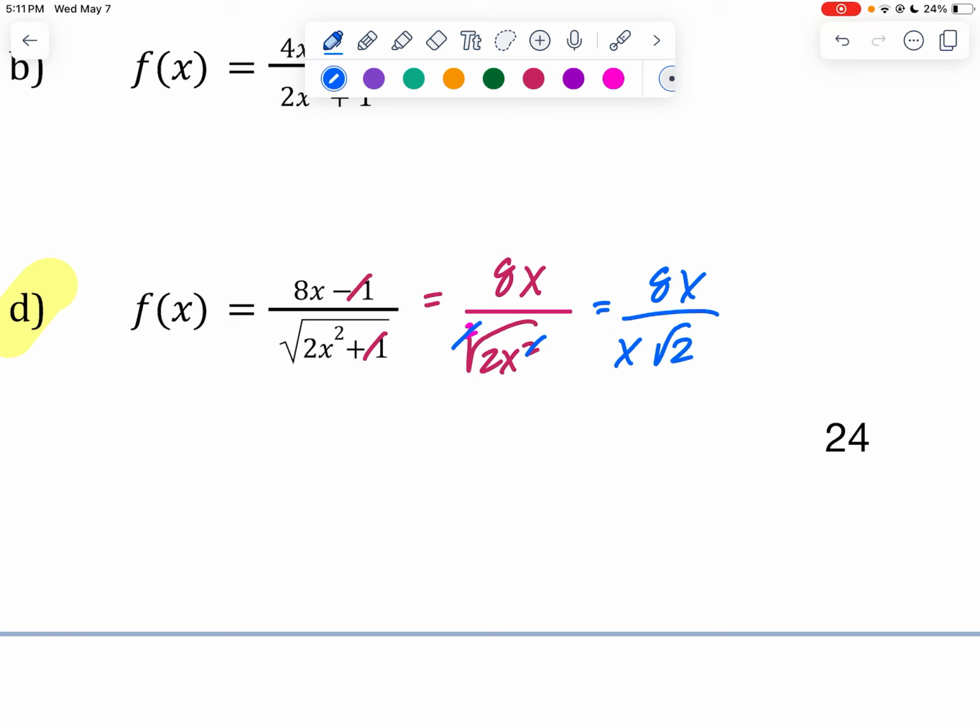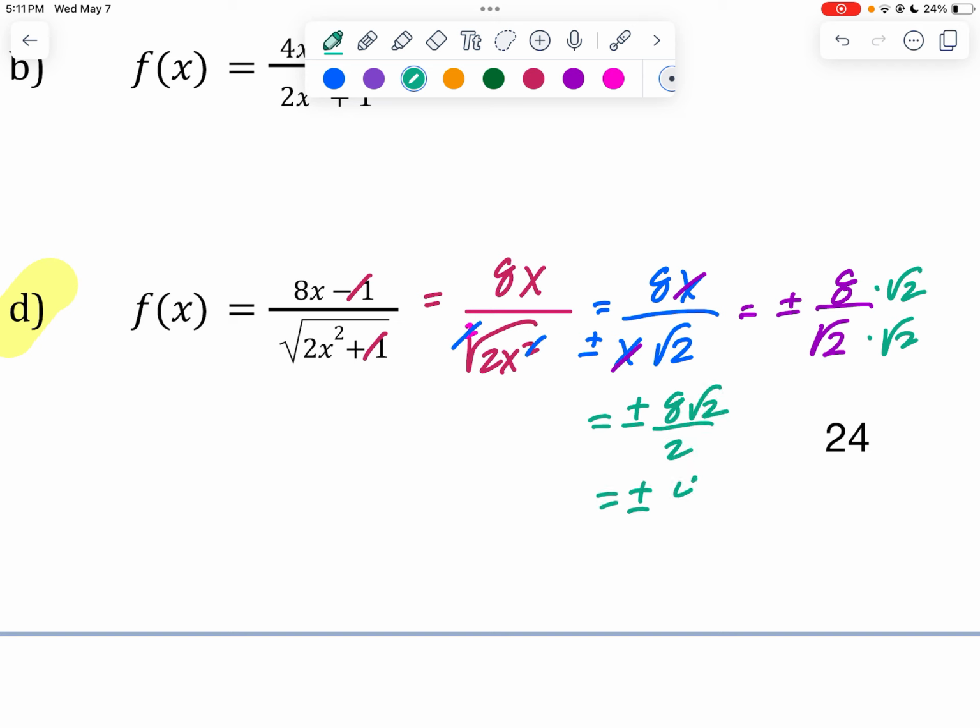Okay, this one's a special case because since we are taking the square root, I do have a plus or minus. My x's cancel out, so I'm left with plus or minus 8 over radical 2. I am going to go ahead and rationalize my answer, though. So I'm left with plus or minus 8 radical 2 over 2. I'm left with plus or minus 4 radical 2. Okay, and then technically this is my solution. This is my horizontal asymptote.